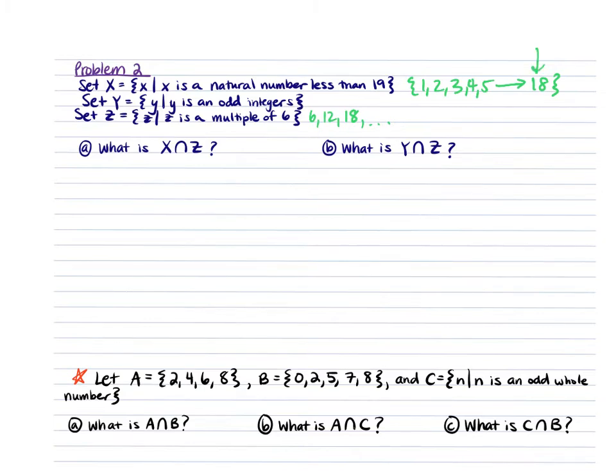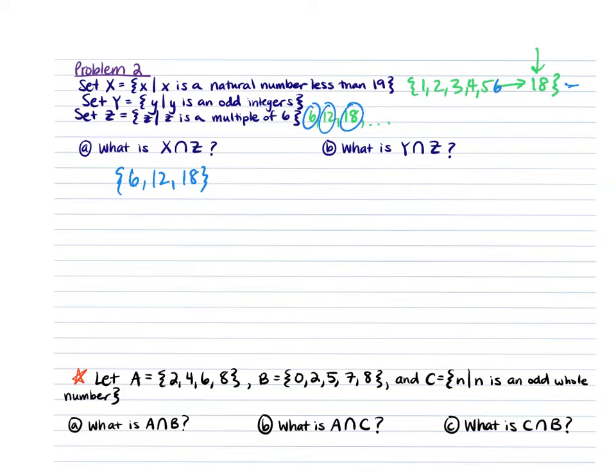We're just looking for the intersection, so anything that's repeated. Here we have a 6, the 6 would show up here, 12 would show up here, and 18. And then anything higher than 18 would not be in this one. So the intersection here would be 6, 12, and 18, because they're both multiples of 6 that are natural numbers less than 19.